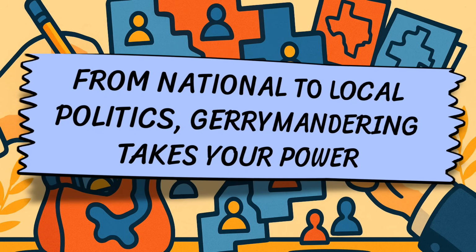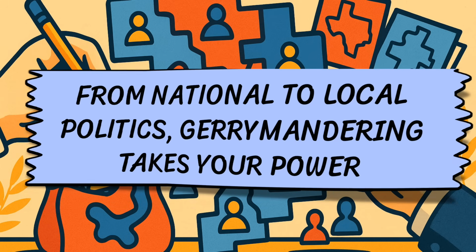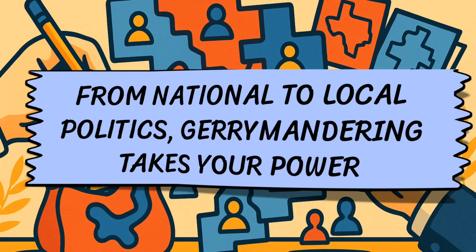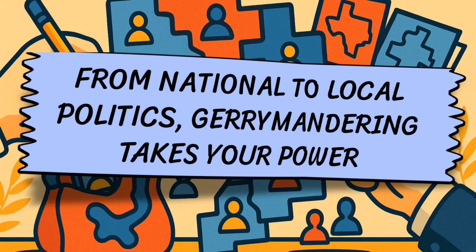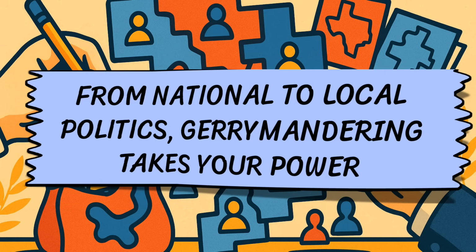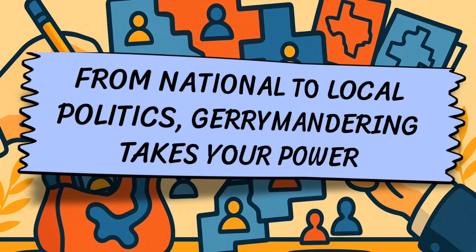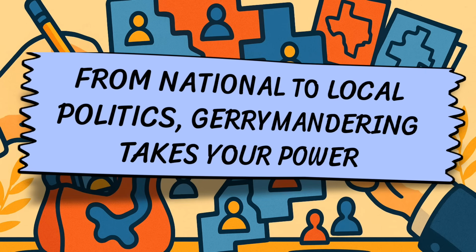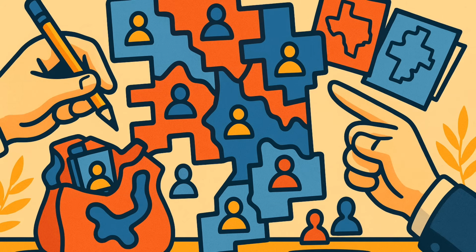The consequences of gerrymandering don't just affect national politics, they ripple all the way down to local issues. School board elections, city council representation, and funding decisions can all be influenced by how districts are drawn. When certain communities are perpetually underrepresented, their needs are ignored, and their voices are silenced.